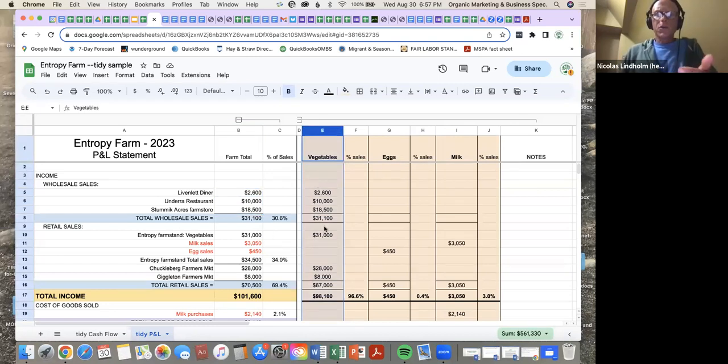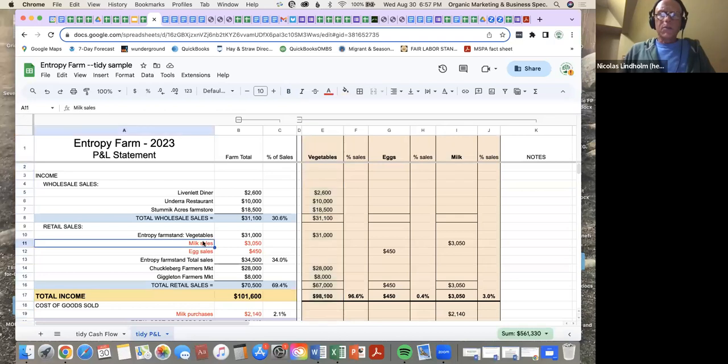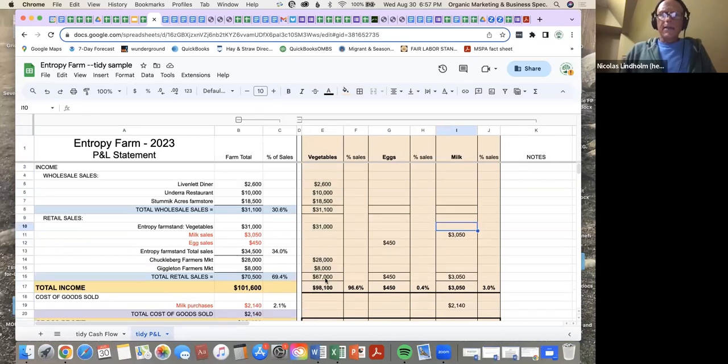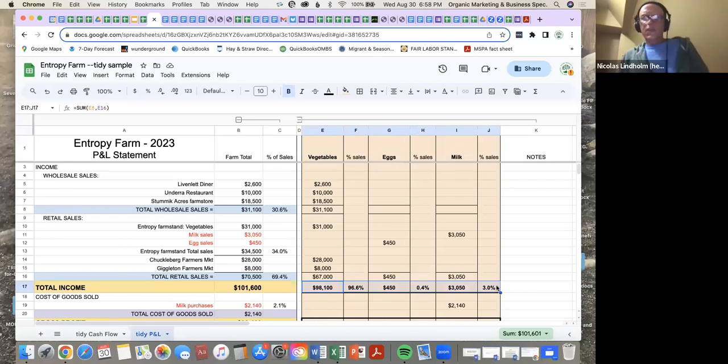So I carried over those numbers. It was pretty obviously the milk sales and the egg sales. Okay, well, that's why I created those columns. And so then that allows you to analyze or look at those three categories. Here we're looking at the income, and you can then also do a percentage of sales of those.